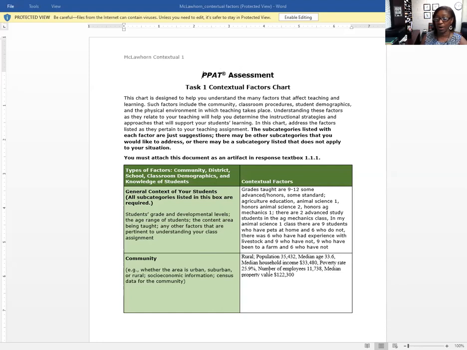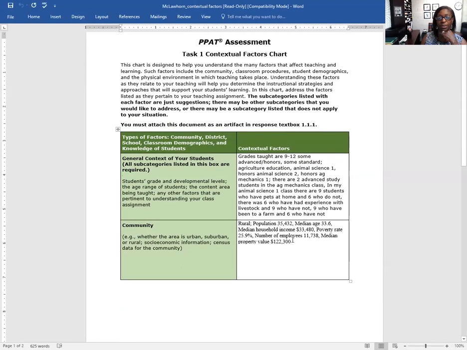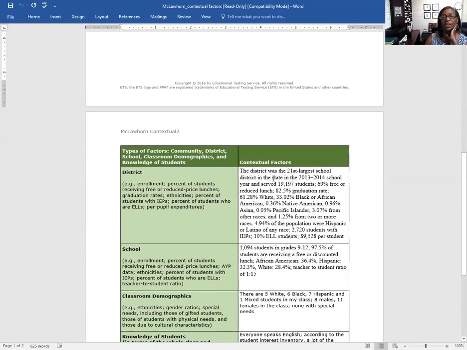The community, he described the community as being rural, the median age, the population of the group, and of course the median property value. For the district, it says that the district is the 21st largest school district in the state. In 2013 to 14, it served 19,000 students. It talked about the graduation rate, the race and ethnicity of the students there.